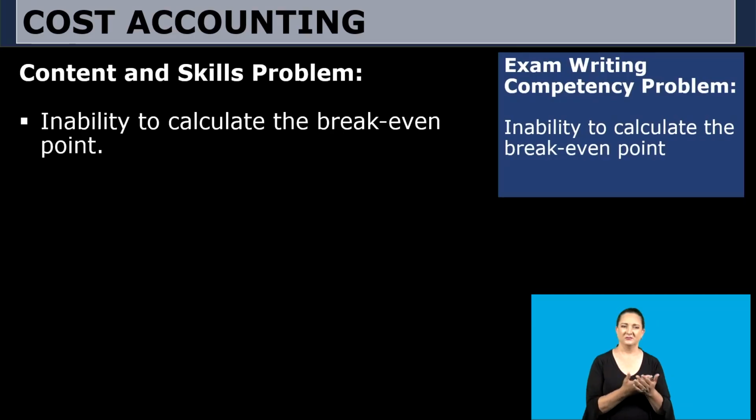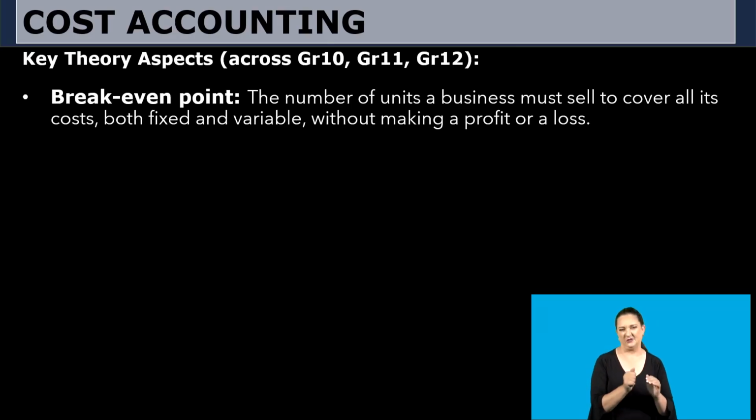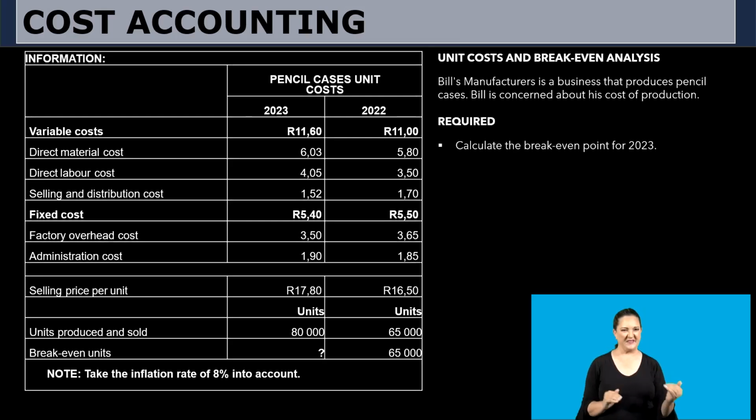We'll now look at the break-even point. Here's some content and skills problem. Break-even point. It is the number of units a business must sell to cover all its costs, both fixed and variable, without making a profit or a loss. Here we calculate the break-even point. You have to know the formula to calculate break-even point. There's several formulas that can be used to calculate break-even point.